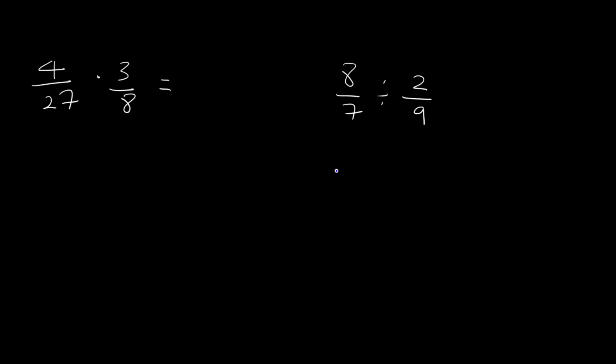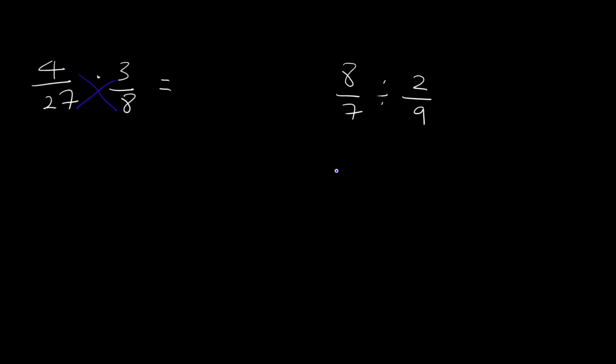Okay, you can pause the video and try these by yourself. Let's look at the first example. We are multiplying fractions. So even before we multiply the numerators, before we multiply the denominators, let's see if we can reduce the fractions. We can reduce fractions by itself, if possible, or we can cross-check and reduce fractions. In this case, we need to cross-check.